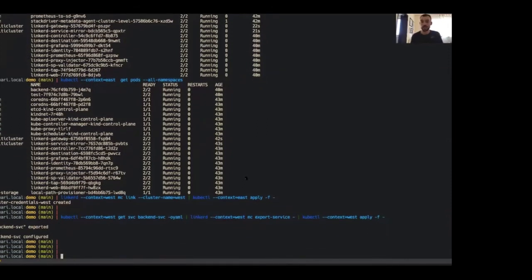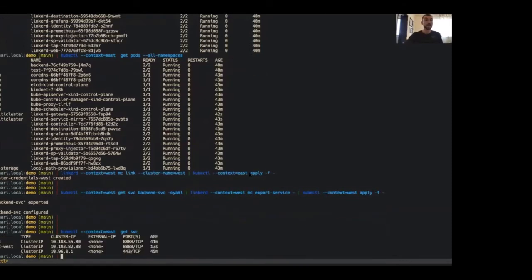So now that we have that, we can take a look at the services on cluster east again. And now you can see that apart from the local backend service, we have a backend service -west. This is effectively just a proxy service, and all the traffic that goes through it is going to be routed to the service in the pods that live on cluster west.